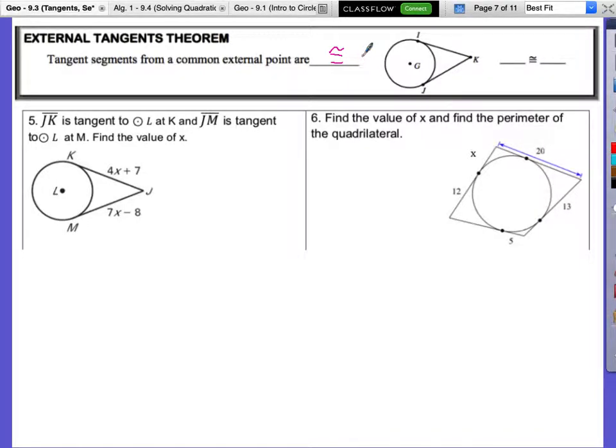So here, what would be congruent to what? Segment JK would be congruent to segment IK.